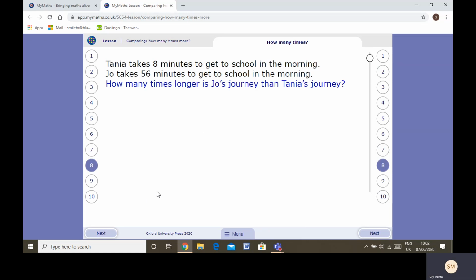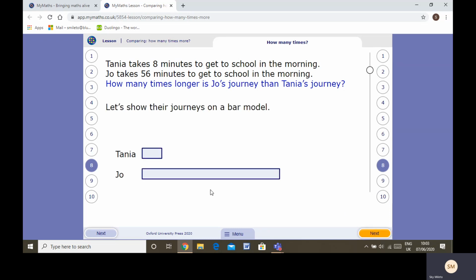Tanya takes 8 minutes to get to school in the morning. Joe takes 56 minutes to get to school in the morning. How many times longer is Joe's journey than Tanya's journey? Now, I hope you realise that we can't do 8 times 56 because we're not looking for a bigger number. We're looking at the difference between these numbers, looking at how many more times longer it takes Joe.